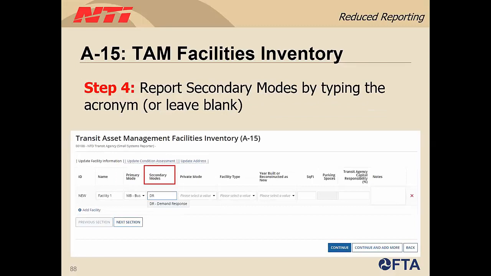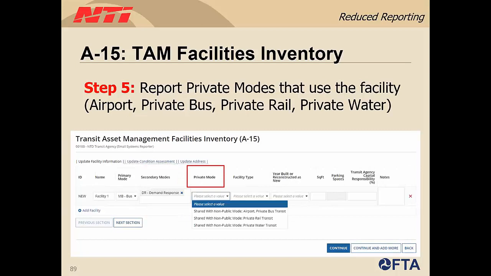Secondary modes should be added for any other modes that the facility serves, or it can be left blank if it does not serve any other mode. The secondary mode field is not a drop-down menu, so you will need to start typing before options appear. Next, you can identify any private modes that share the use of the facility. The options for these non-public transit modes are airport, private bus, private rail, and private water transit. An example of private bus would be Greyhound, or an example of private rail would be Amtrak.